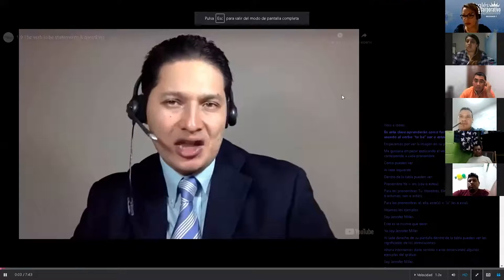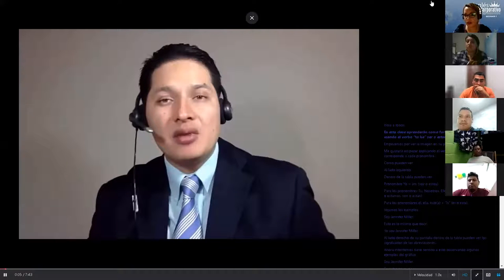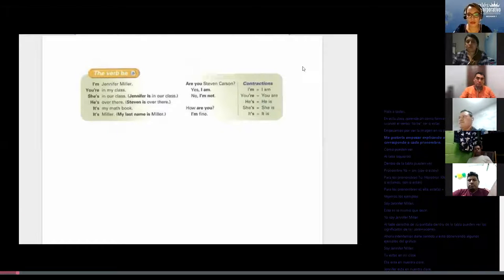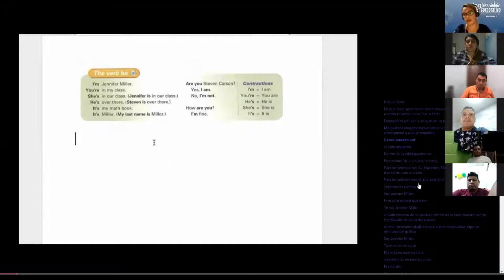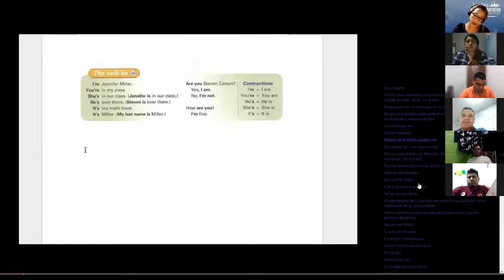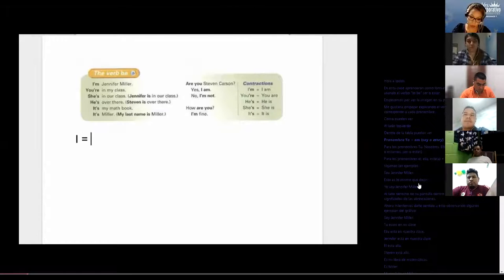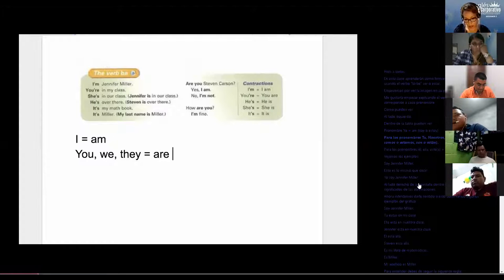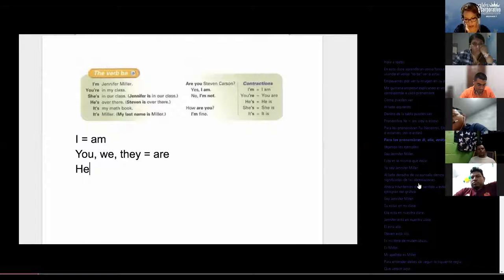Hi everyone. In this class you'll learn how to form statements and questions using the verb to be. Let's get started by looking at the image on your screen. I would like to start by explaining the verb to be, which corresponds to each pronoun. As you can see, towards the left hand side of the chart, you can see the pronoun I, that will be equals to am. For the pronouns you, we, and they, you're going to use are. And for the pronouns he, she, and it, then we're going to use is.